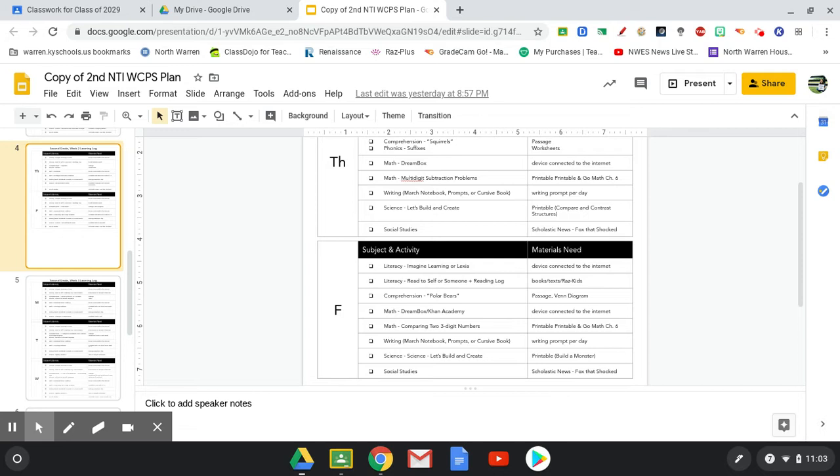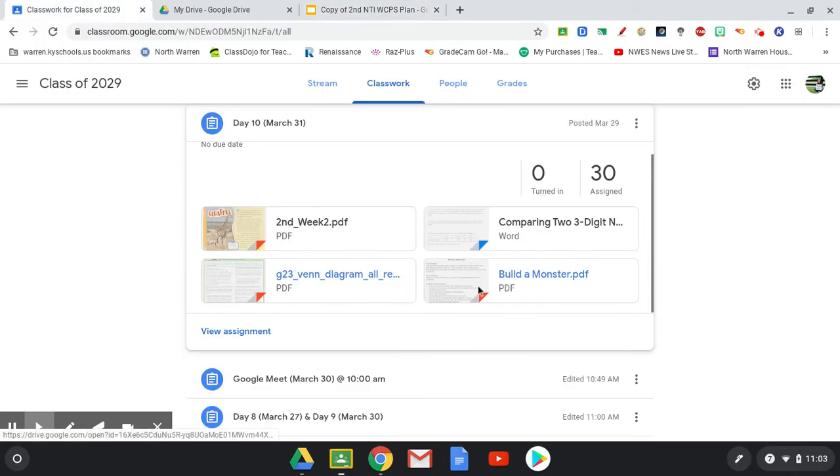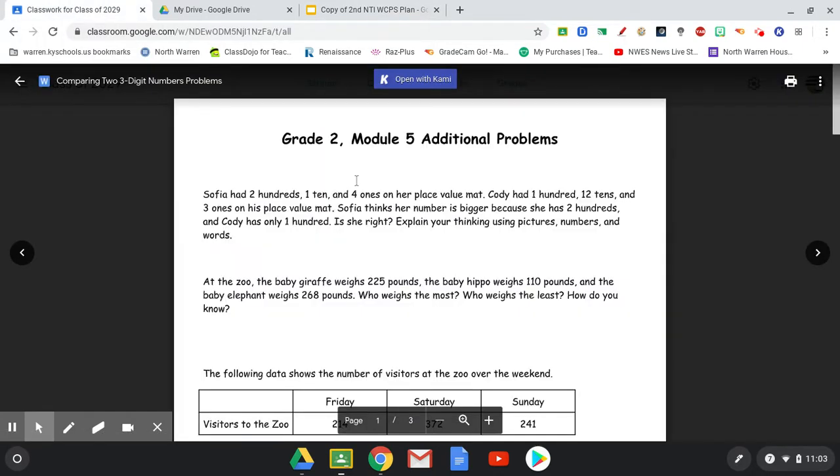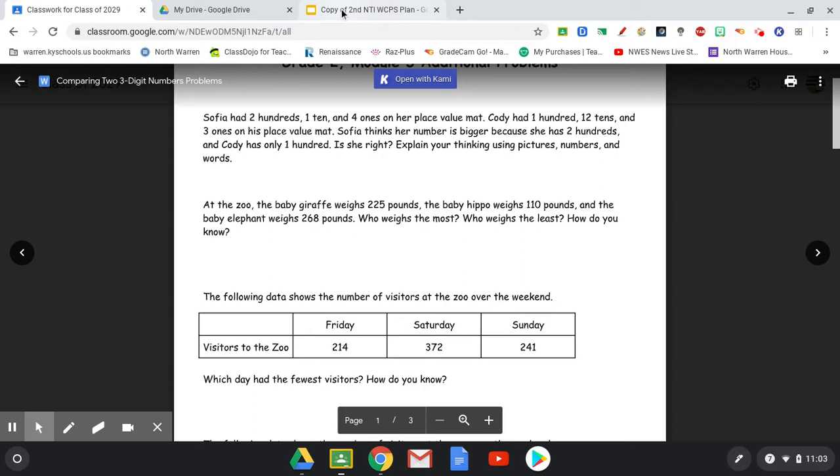Lexia, Raz-Kids are the same. Dreambox is the same. Khan Academy lessons if you have time. For math, you're going to be comparing 2 3-digit numbers. And it's only allotting you 1 day to get this done.